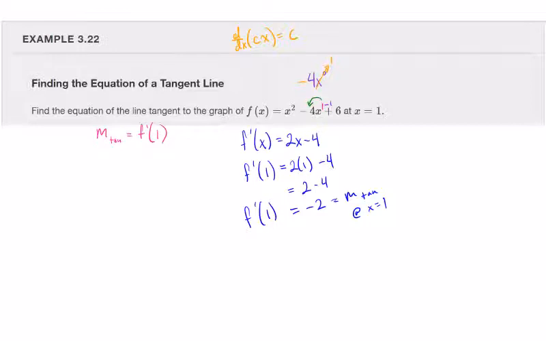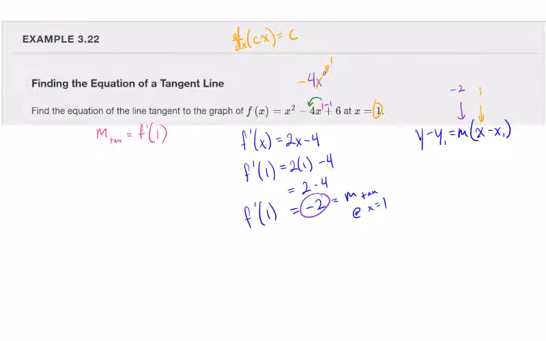So now all we need to use our point-slope formula is a point. And we might as well use, and we actually must use, the point where x equals 1, because that's the point on the line that we're going to have the tangent line to, right? So it has to go through that point. And so we know we're going to put in a 1 here for x. We know we're going to put a negative 2 in here for m, because that's the slope that we just found. But what are we going to put in for y?